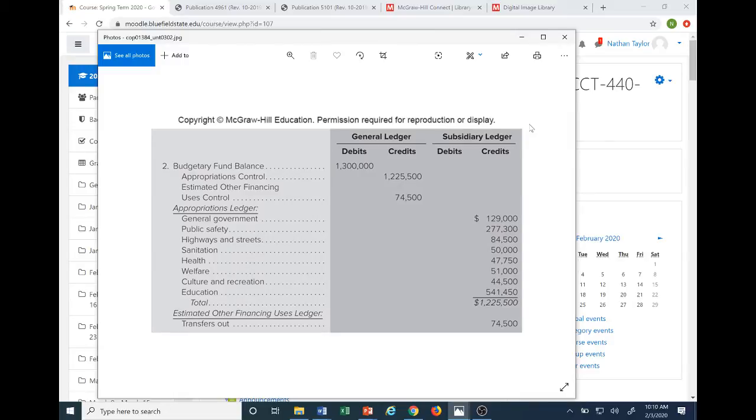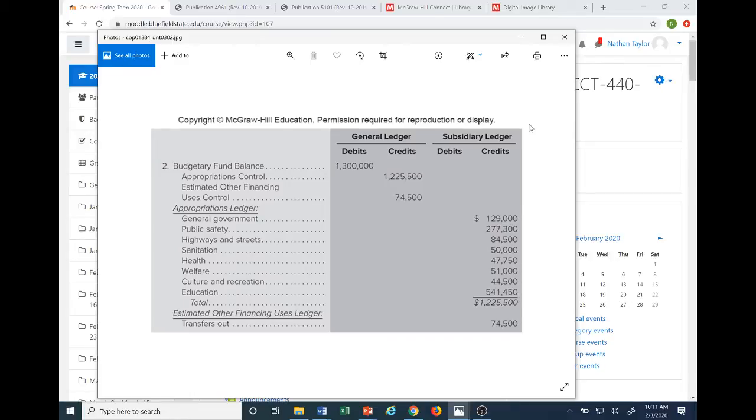So same thing here as we just looked at. We're just itemizing it, right? So that's the control, the general ledger, the control account there. And then here we've got the makeup of it, or the itemized detail in the subsidiary ledger. So pretty much this is the breakdown of the appropriations, right? So there we see the 1,225,500 that makes it up.